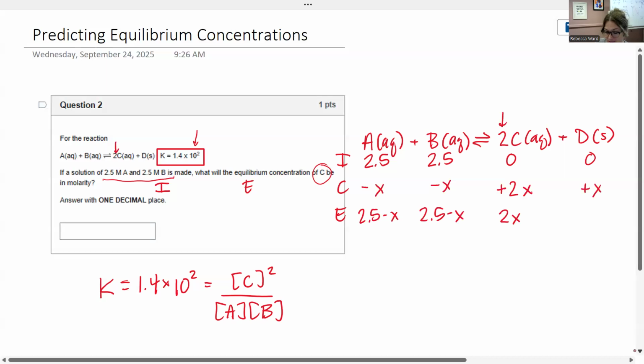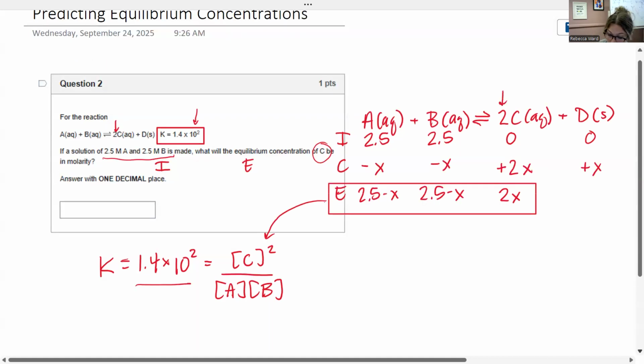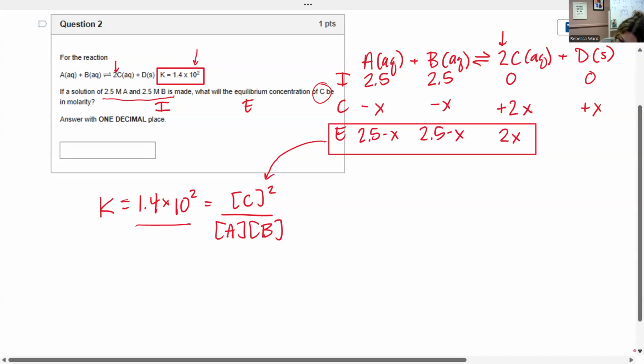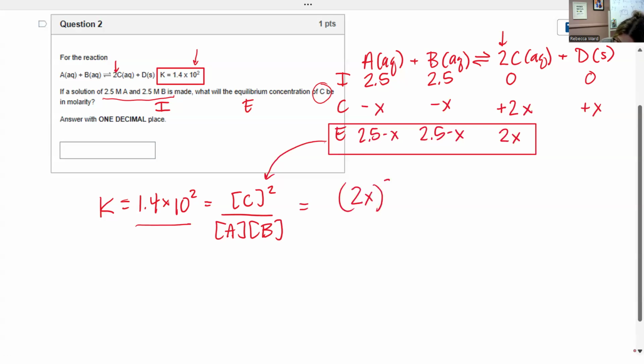Okay. So notice we've got expressions for our equilibrium values, and they all depend on x. Once I plug this in here, I know what it's equal to. So I've got an equation and I've got one variable. One equation, one variable, we can solve that. So let's plug these things in. So I'm going to have 2x squared and 2.5 minus x squared because these two are the same.